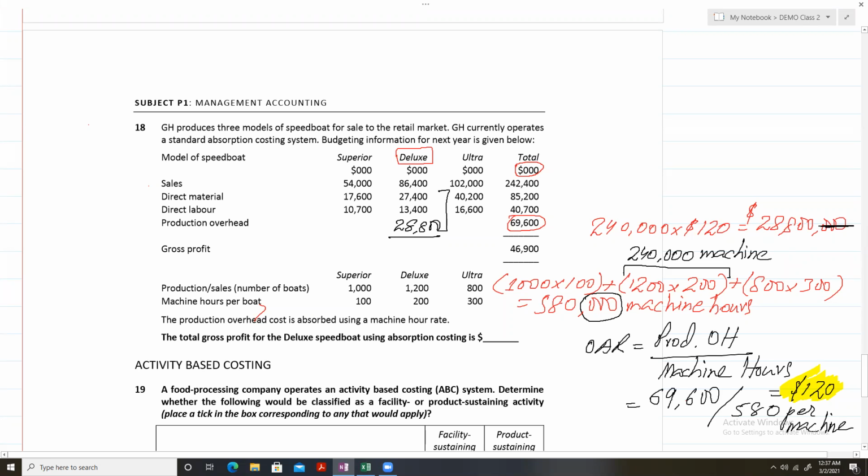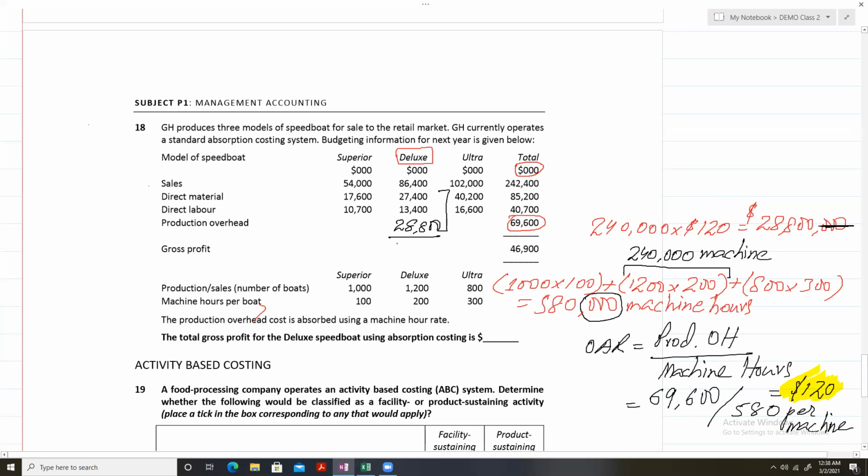And tell me what answer you are getting. Now you can easily get the answer. How much is the answer? I am waiting for the answer. Please let me know by writing in the chat box.